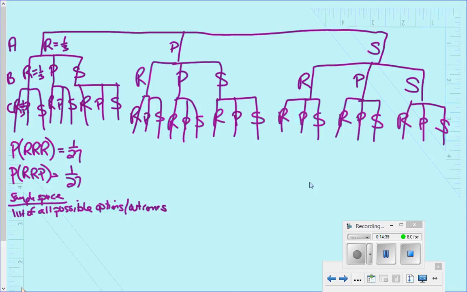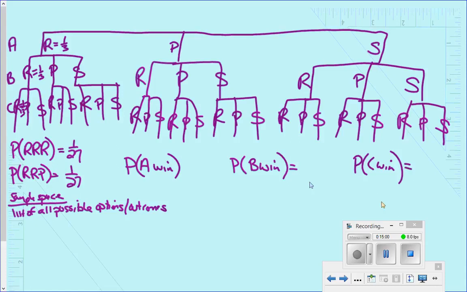Okay, so I'm not going to take the time to write out the sample space, but what I am going to do is answer the question towards the bottom of page 3: what's the probability of A winning, the probability of B winning, and the probability of C winning? Now, we know that they're each going to be out of 27 because there are 27 possible outcomes in the sample space.